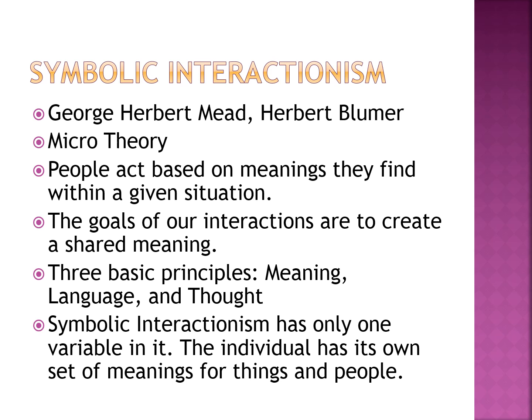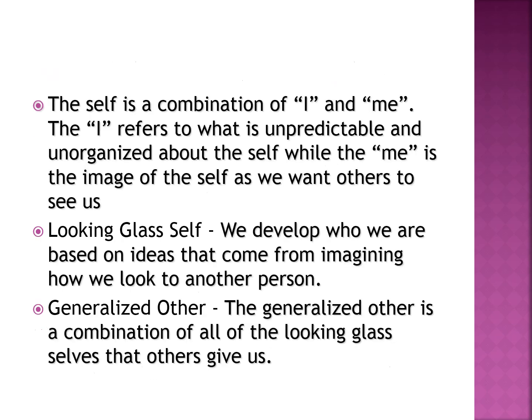Symbolic Interactionism works on three basic principles: meaning, language, and thought. Symbolic Interactionism has only one variable in it: the individual. The individual has its own set of meanings for things and people. The individual is composed of the self, and the self is a combination of I and me. The I refers to what is unpredictable and unorganized about the self, while the me is the image of the self as we want others to see us.